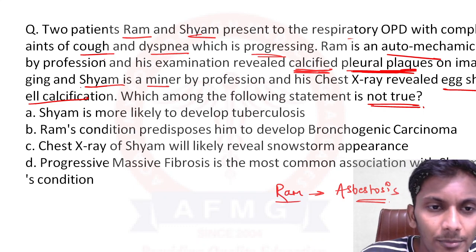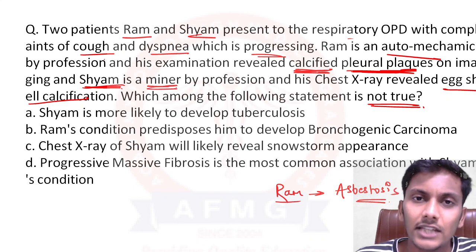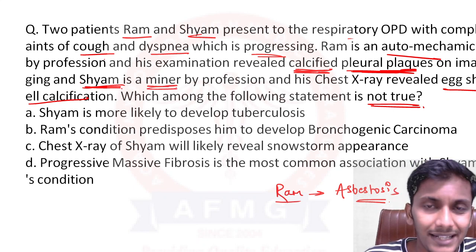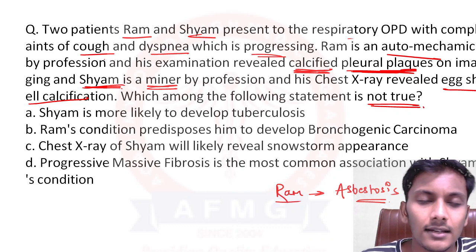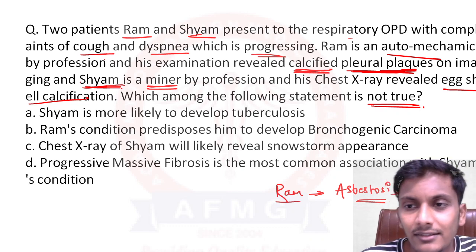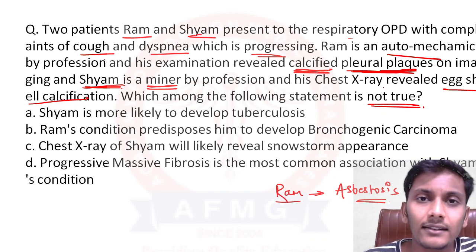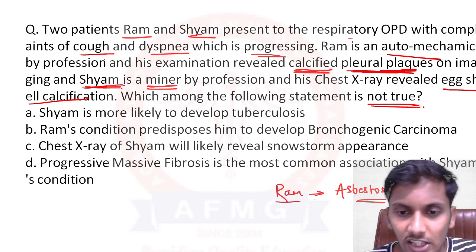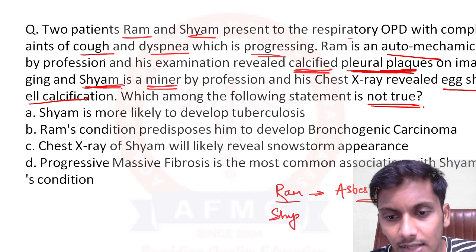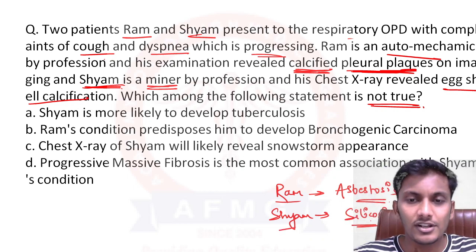Shyam is a miner by profession, and the pneumoconiosis which is more common in miners, as we all know, is silicosis. But let's see if the findings are supporting our diagnosis or not. He's a miner by profession, and his chest X-ray revealed eggshell calcification. Very much important. The characteristic feature of silicosis on a chest X-ray is nothing but your eggshell calcification. Therefore, we have come to a diagnosis that Shyam is suffering from silicosis. We have the provisional diagnosis in mind now.